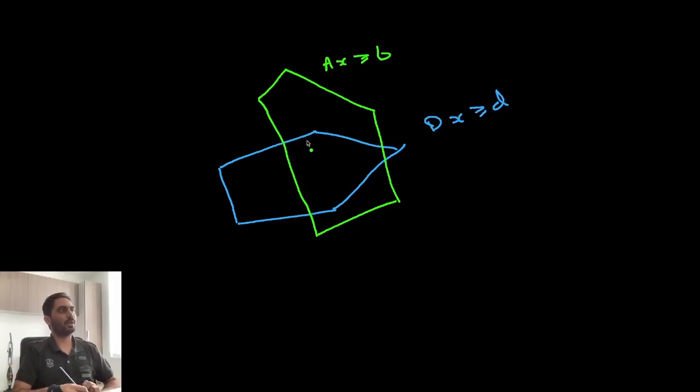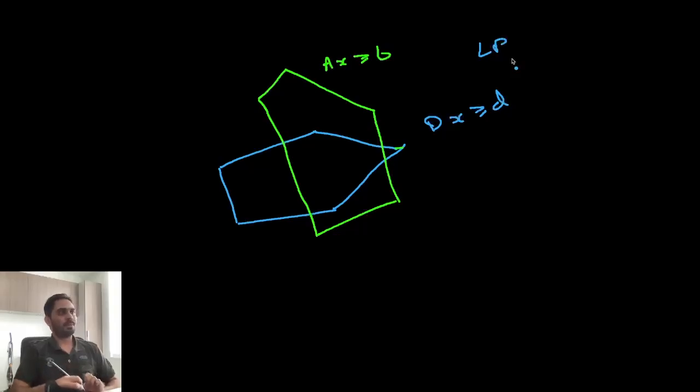So all of this intersection region, the blue polyhedron and the green polyhedron, is my feasible region. If I do all that substitution, and dx greater or equal to d, I just represent that by its extreme points and then put it inside this ax greater or equal to b, then I'm not really making much of a difference in terms of relaxation here, right? So all of this is basically LP.